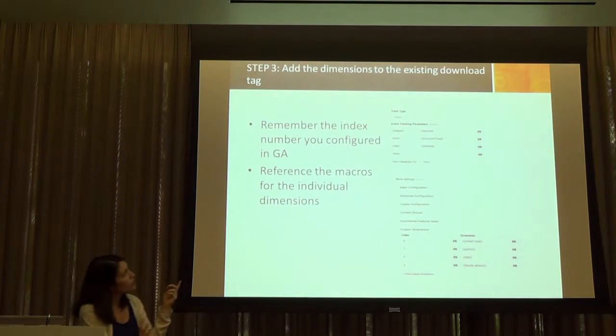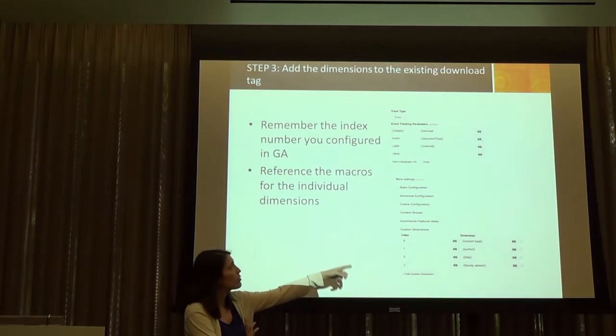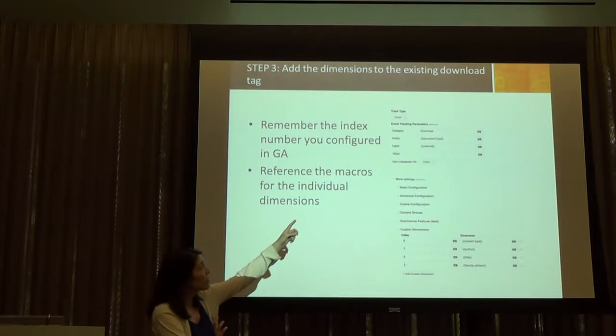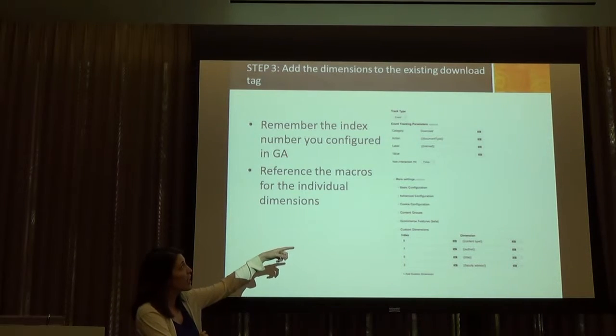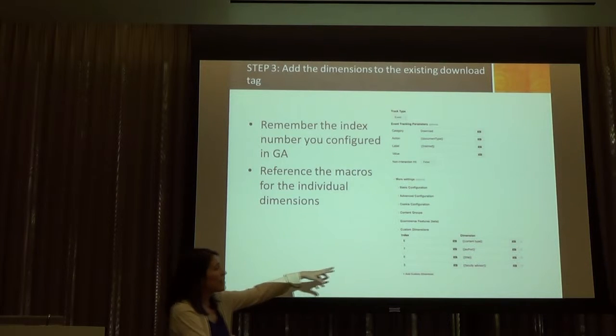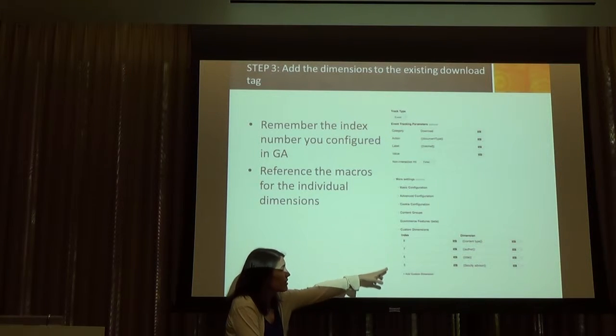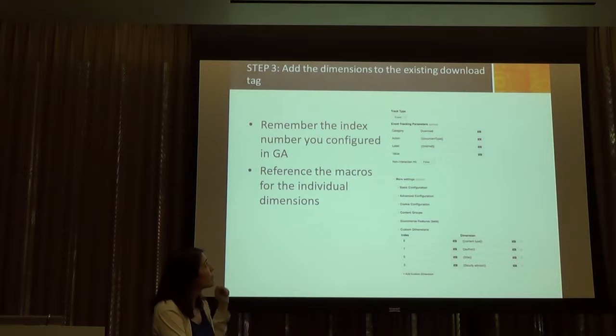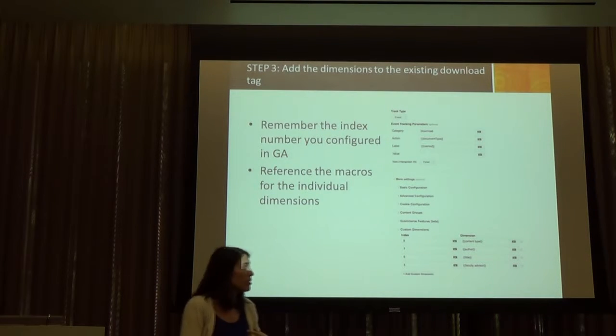The third thing that we did was the index that was configured in Google Analytics is then referenced in this tag. And this is the same tag that I showed earlier for the events, for downloads. And I just had to add, really simply, the indexes for the Google Analytics dimensions that I entered, and also the macros I want them to reference.